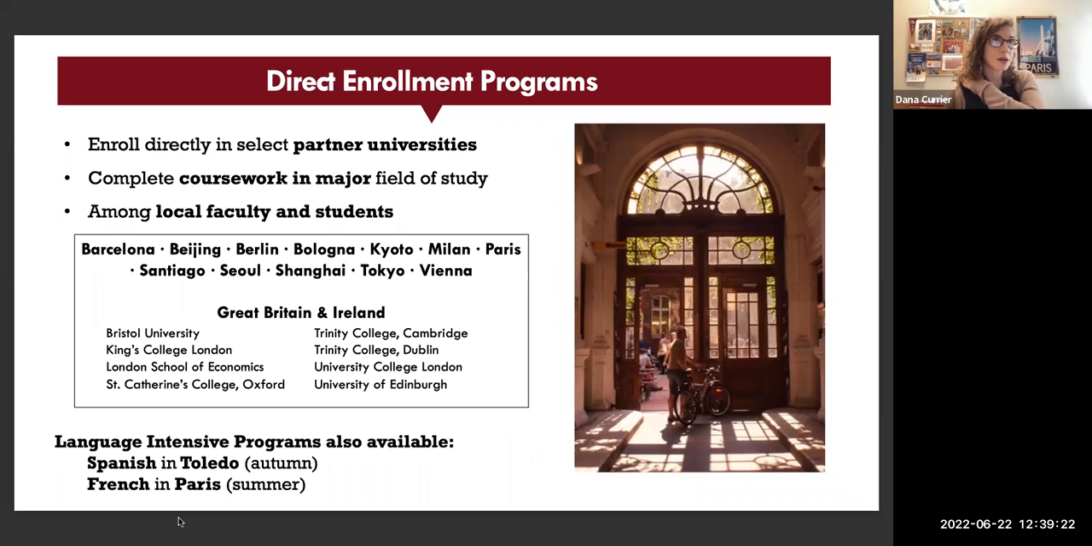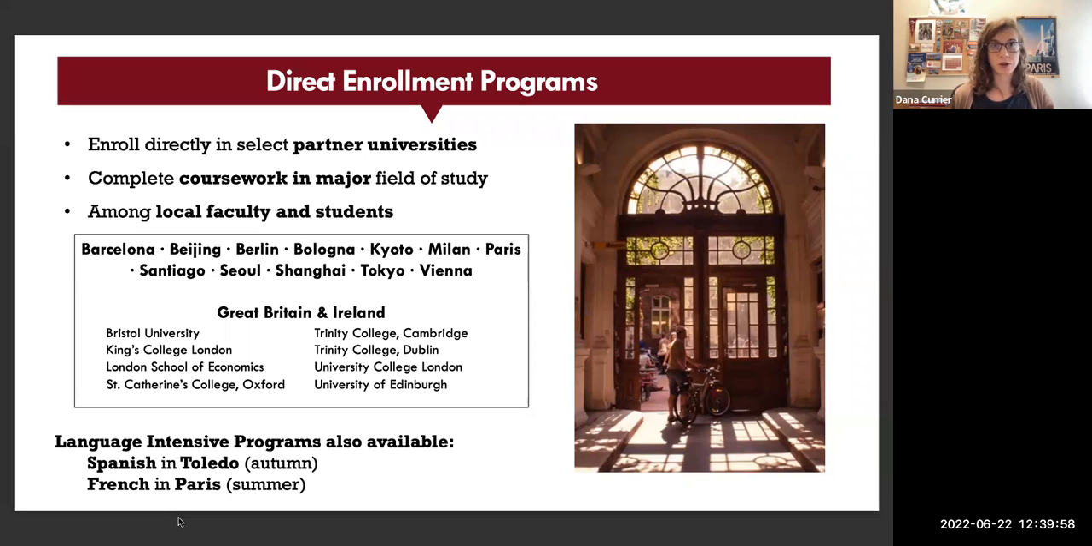Okay, so I'll talk a little bit about our direct enrollment programs now. Again, this is the type of program where you're actually taking classes at another university that we have a partnership with. So we have a set group of programs that we offer that are built on partnerships that we have with various universities around the world. And when you are participating in these programs, despite the name and the idea that you're actually enrolling at that university, you technically do stay enrolled at the University of Chicago.